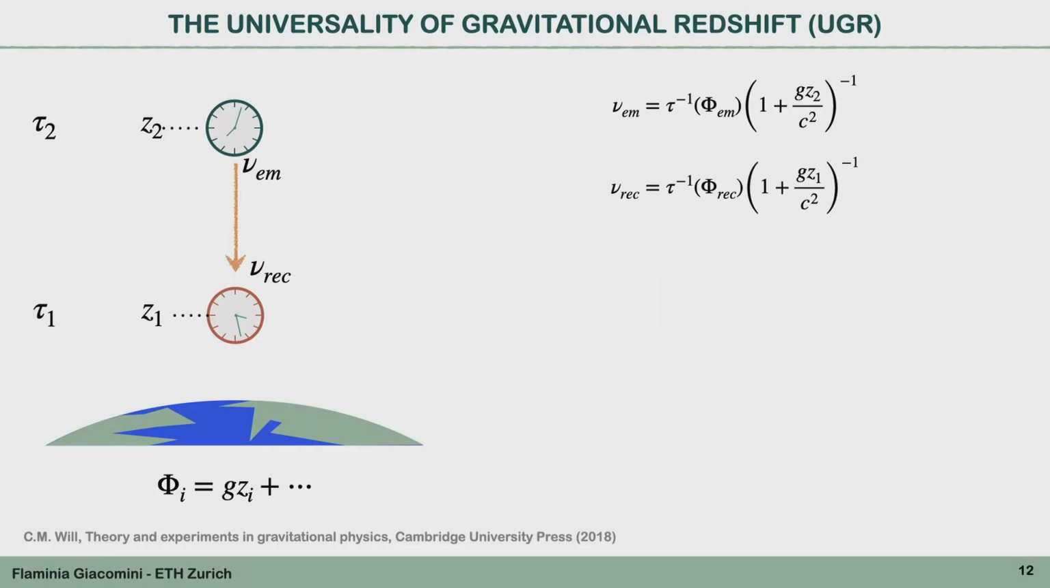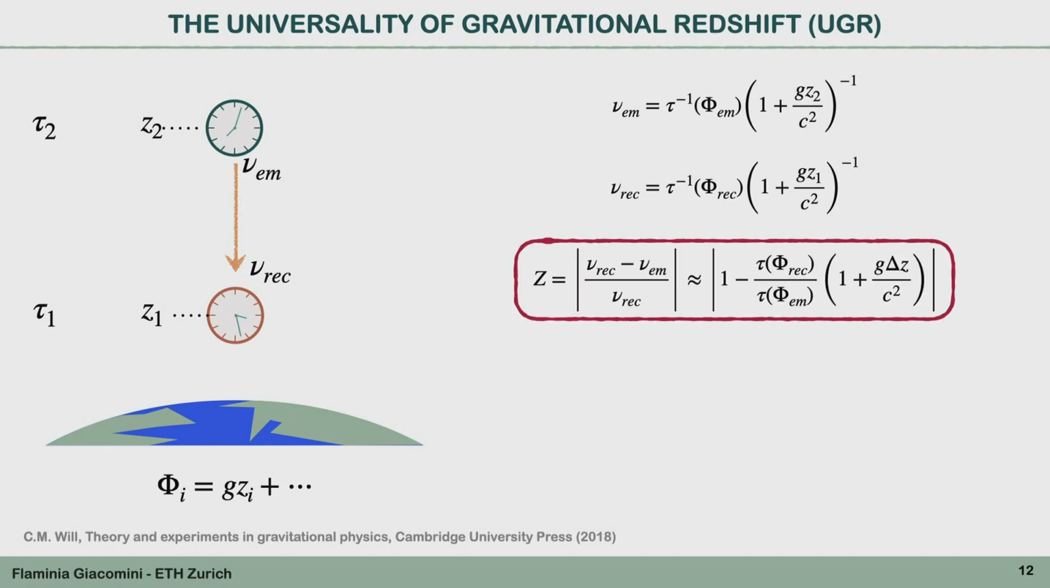And then I want to get to a violation parameter here too. My violation parameter in this case is called Z, and I will write it as the reception minus the emission frequency, and then I just renormalize it by one of the two, in this case the reception. And then I can take a first order expansion in 1 divided by c squared, and the quantity I get is this one here.